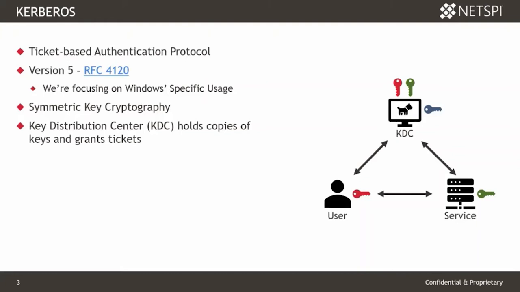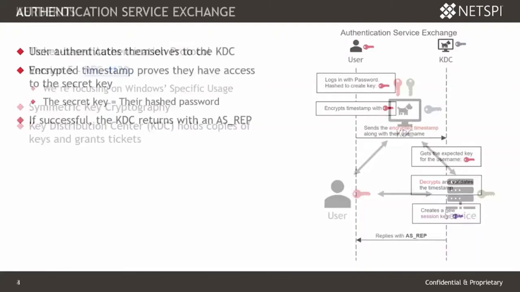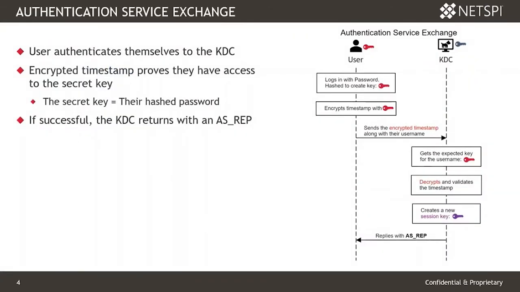Please give me access. So, how does a user prove their identity to the KDC and get that ticket? It all starts with the Authentication Service Exchange. This is the process of how a user authenticates themselves to the KDC. The user first logs into the system with their password. The password is hashed, and that becomes their secret key. So we have that in red in our diagram. They use that secret key to encrypt a timestamp of the current time. The encrypted timestamp is sent to the KDC along with their username.